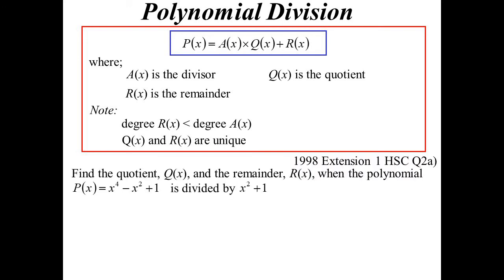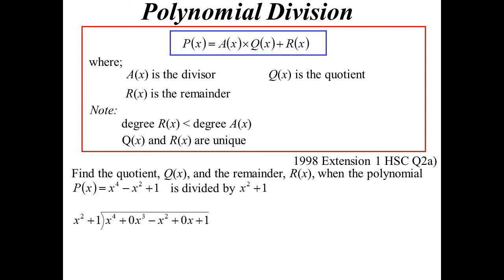Very, very old question now, 1998 HSC. But basically they're just asking us to find the quotient and the remainder when we're going to divide this polynomial by x squared plus 1. So we set it up the same as we did with long division. Important thing to remember is to include every term. So even though in the expression there is no x cubed term, we still write it in our division as 0x cubed. So it's like we have a column for each of the powers.